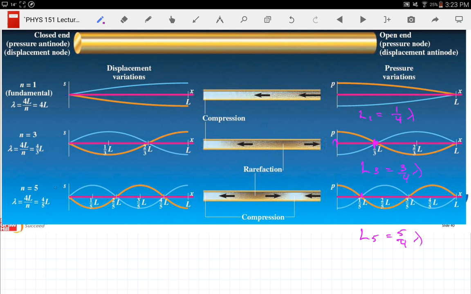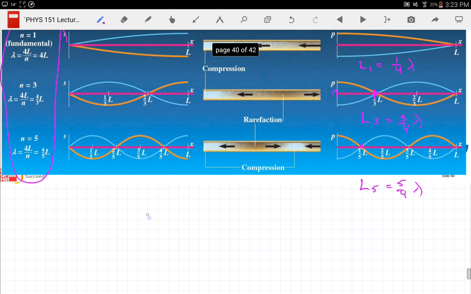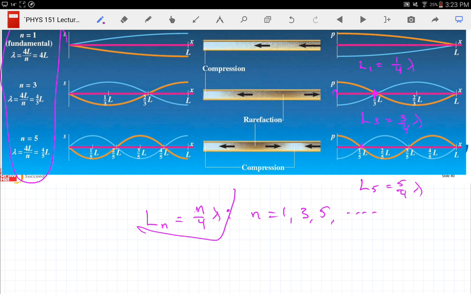Putting those in, you can see over here, I have those equations already written. Put them into a generalized form, L sub n is equal to n over 4 lambda, but my n's, the things that were over 4, were only odd integers. So my n's have to be 1, 3, 5, etc. We call this an odd function because the n's are only odd numbers. And this is going to be the basic equation you're using in lab today.